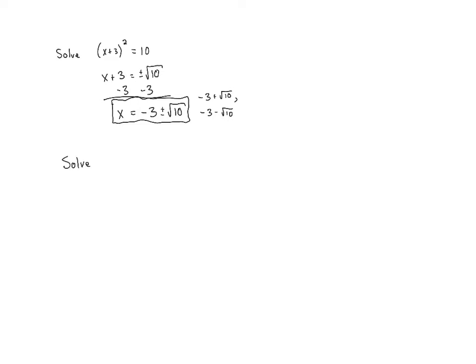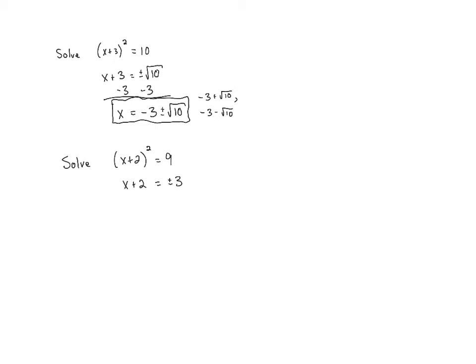Let's solve (x + 2)² = 9. Again, we have an equation in the form something squared equals a number, so we can use the square root property here. When we take the square root of the left-hand side, we're left with x + 2, because taking the square root cancels out the squaring. Now on the right, when we take the square root, we end up with plus or minus 3. Because 9 is a perfect square, we can actually evaluate that square root.